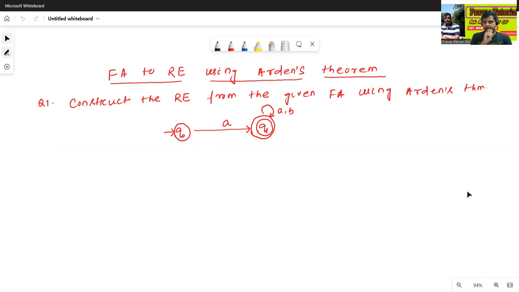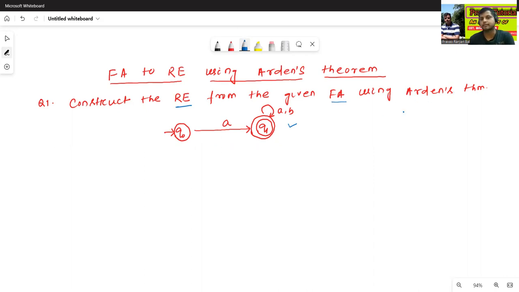In today's class, we'll discuss some examples of how to construct a regular expression from finite automata using Arden's theorem. Using Arden's theorem, we'll convert the finite automata to a regular expression. Construct the regular expression from the given finite automata using Arden's theorem. This is the given finite automata. Now we'll construct the regular expression. First, we'll see the meaning of Arden's theorem. We have already discussed Arden's theorem and its proof in the previous class.